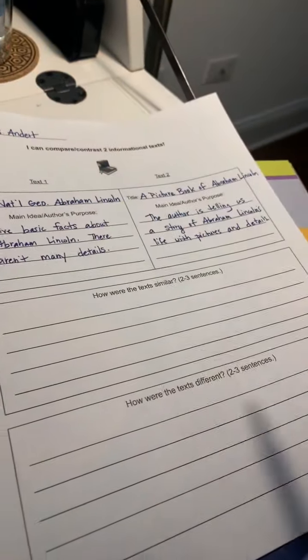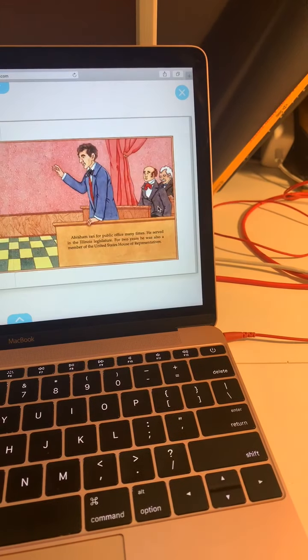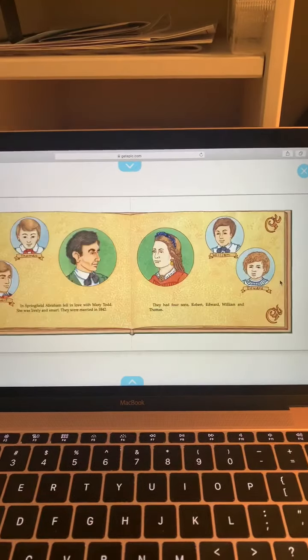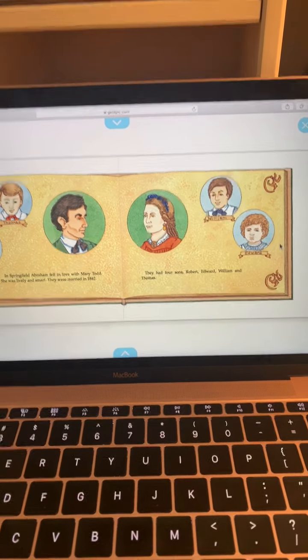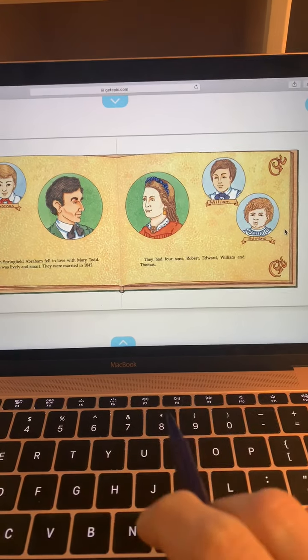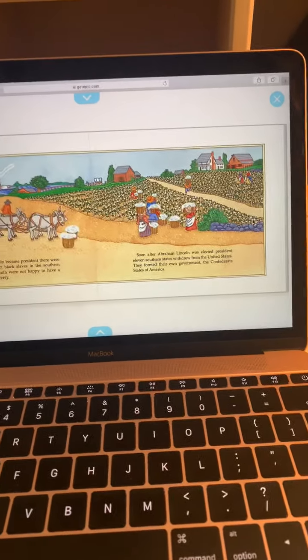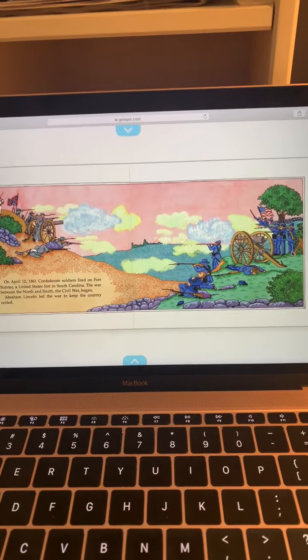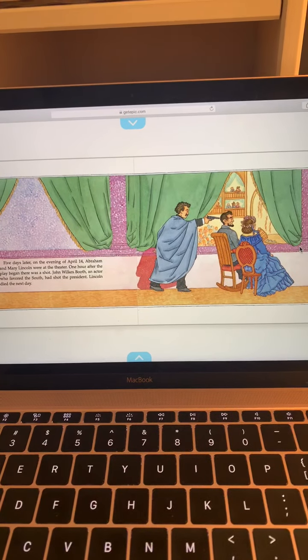How are they similar? Okay. So again, I reread this one last night. I reread this one a little bit this morning. And if you remember, you even can see from the pictures, look at so many more details. We know about his sons. We know what their names are. He had 4 sons, Robert, Edward, William, and Thomas. Their names are right here. So, again, lots and lots more details. It's longer. The author goes into much more detail.